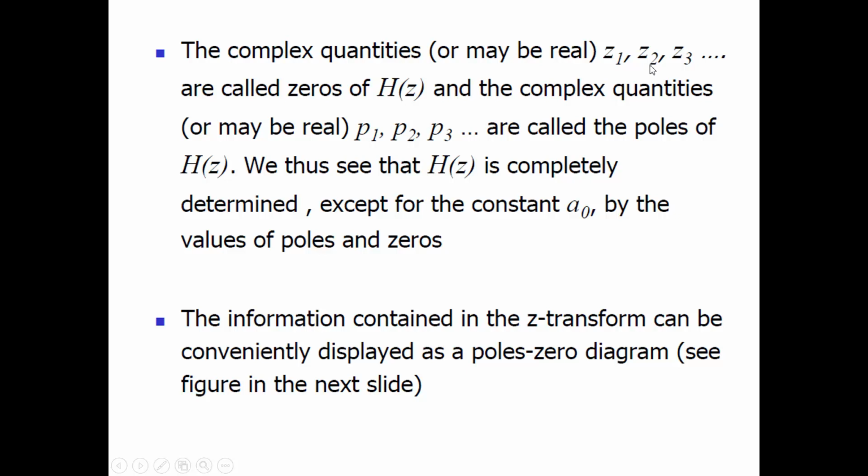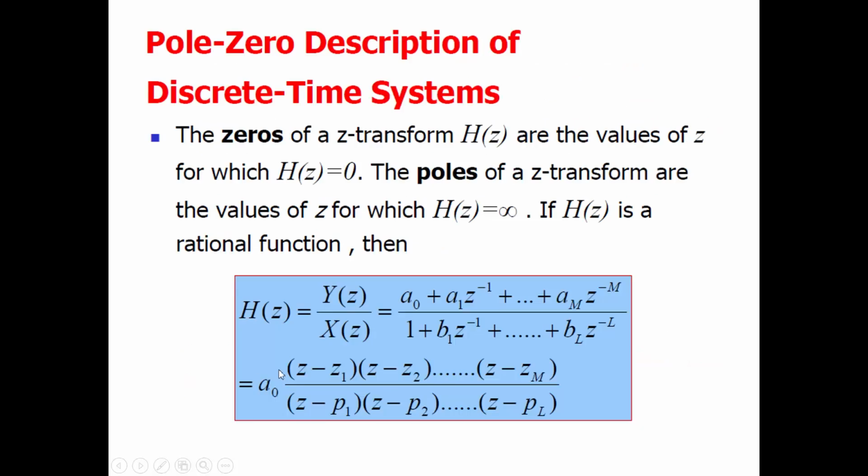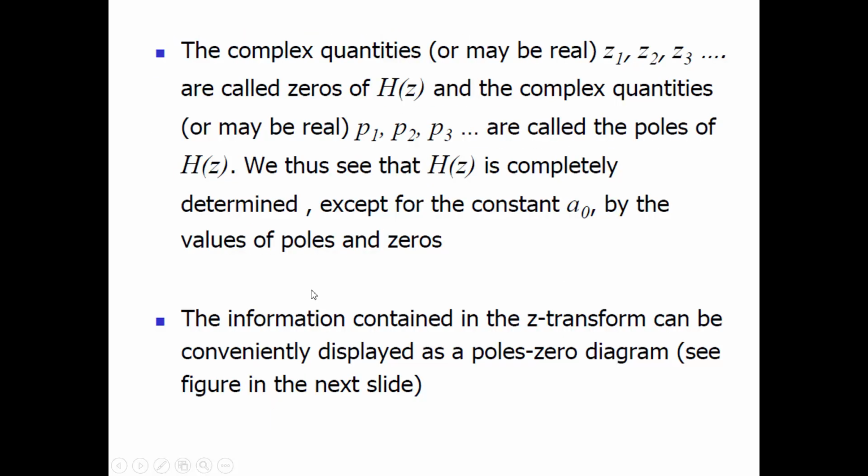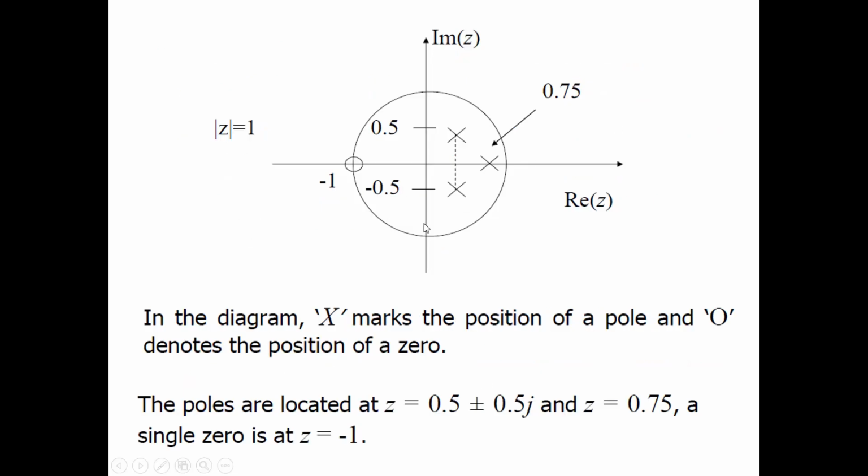Now the complex quantities z1, z2, z3 are called zeros, and the complex quantities p1, p2, p3 are called the poles. We thus see that H(z) is completely determined except for the constant A naught. We will not be able to determine the constant A naught by the values of poles and zeros. This is only the system gain, the DC gain of the system. The information contained in the Z transform can be conveniently displayed as a pole zero diagram in the figure as shown in this slide.